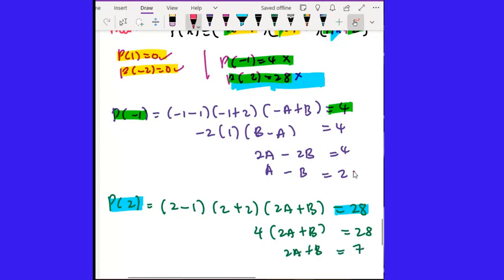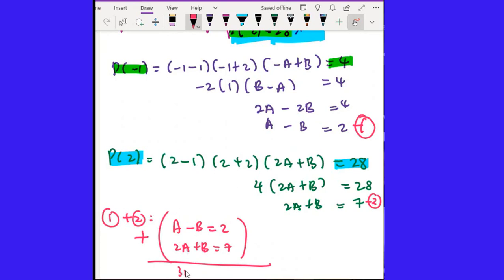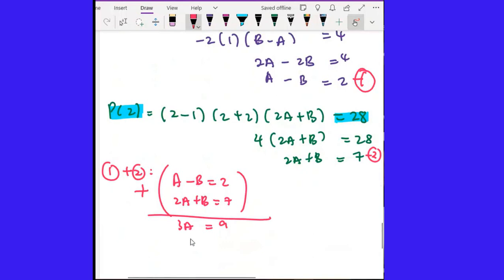Okay, divided by 4 equation 1, equation 2. Jadi saya plus lah equation 1 plus equation 2. To find value for A and B. A minus B is equal to 2. A plus B is equal to 7. Saya plus. Dapat 3A is equal to 9. Kan? Minus B plus B 0. Therefore, A is equal to 3.